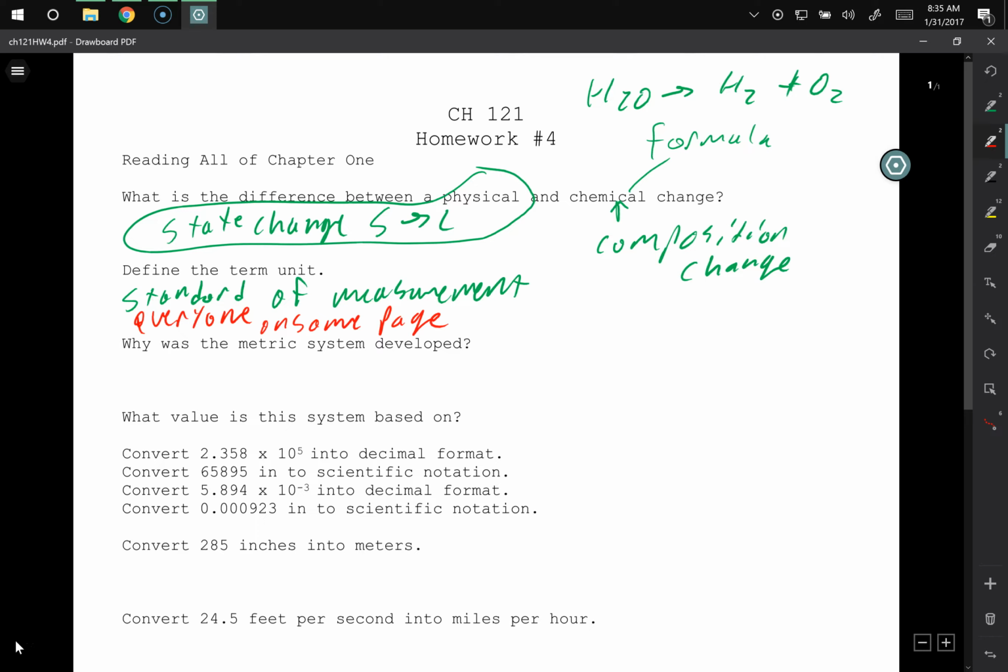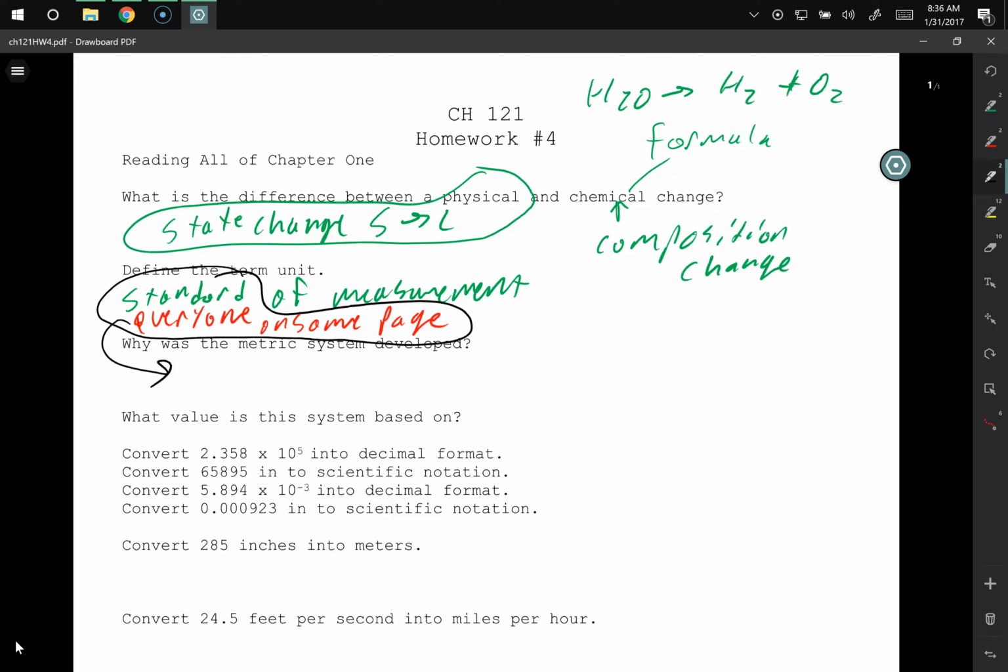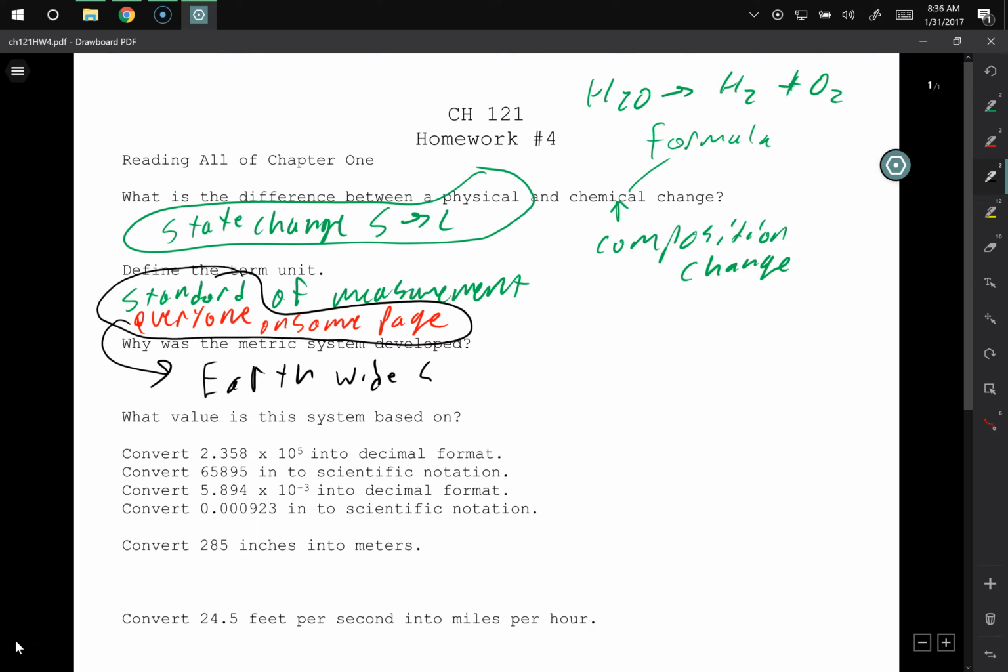Why was the metric system developed? What do we got there? Pretty much to do this, right? To get everybody on the same page. They wanted to make one unit system for everybody on the planet to use. So they wanted to standardize the whole thing. And there was one other thing with that. So Earth-wide standardization and ease of use. They wanted to make a unit system that was simple.